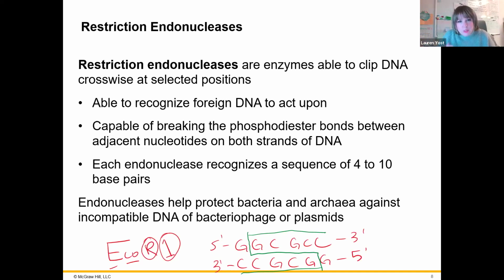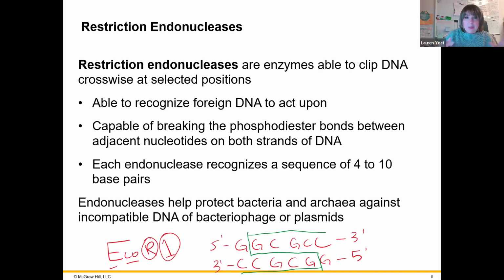But EcoR1 only cuts at this sequence. If you want to cut at a different palindromic sequence, you would need a different restriction enzyme. So they are very controlled on where and how they can cut. The enzymes already pre-exist. We cannot engineer them to cut somewhere else. These are made by bacteria for a very similar reason, to cut at foreign DNA, plasmids, and phage DNA to protect the bacterial genome. It's a similar function to CRISPR, but they work on different sequences.